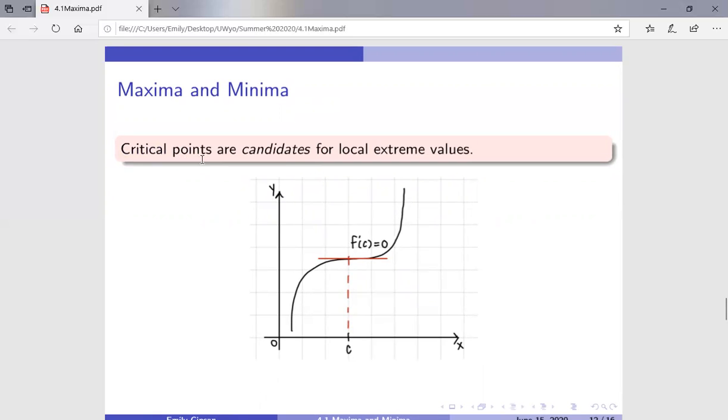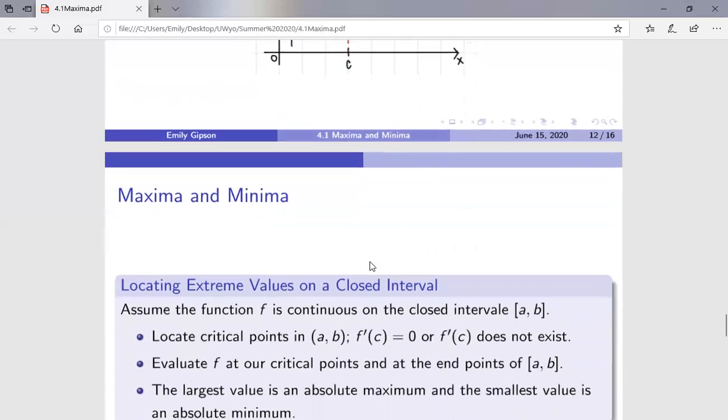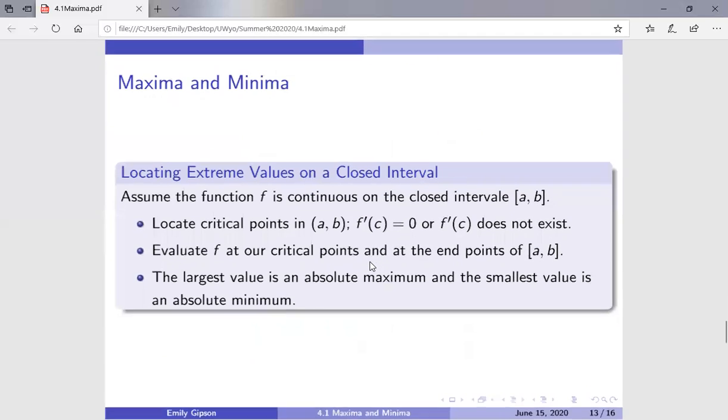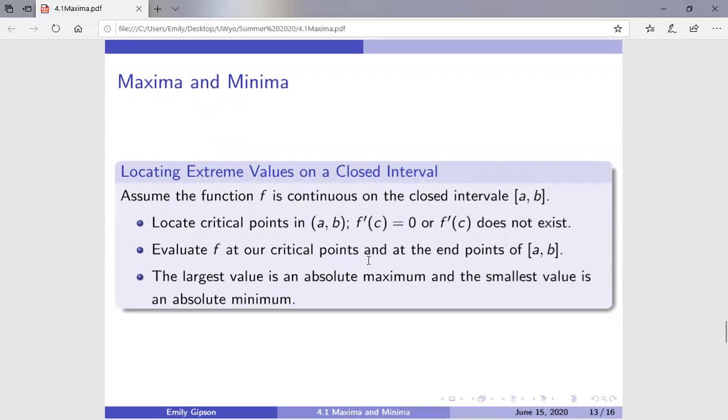So we say that critical points are candidates for local extreme values. So here in this graph, the function bottoms out at 0, and F prime of C equals 0, but you can see from the graph that it's neither a local minimum nor a local maximum, and it's certainly not an absolute minimum or an absolute maximum. Instead, it's just a candidate. And if it's a candidate, that means we have to check to make sure it satisfies everything we want it to. So this leads us to the idea of how exactly do we locate extreme values on a closed interval.